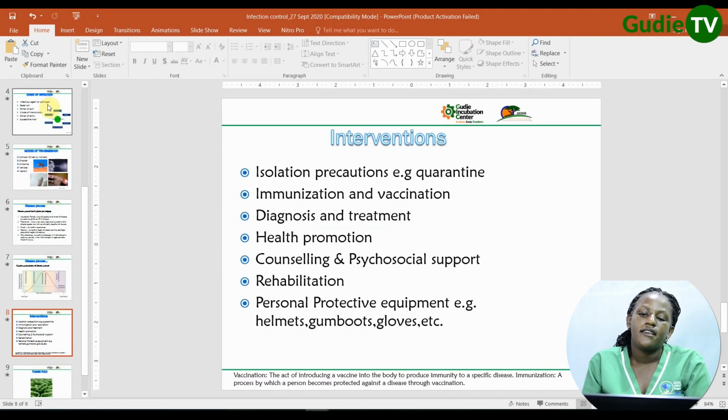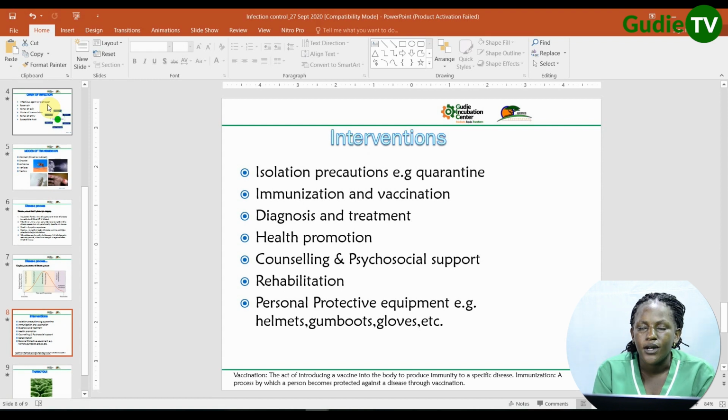Then lastly, the interventions, what we can do to prevent the spread of infection. One, we can do isolation, we can immunize, vaccinate, go for checkups in the hospitals. In case you don't feel fine, go for diagnosis and treatment. They check you up and you get the treatment. Encourage health promotion, or do things that help you promote your health. And lastly, we use personal protective equipment.